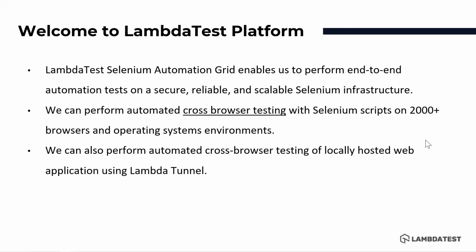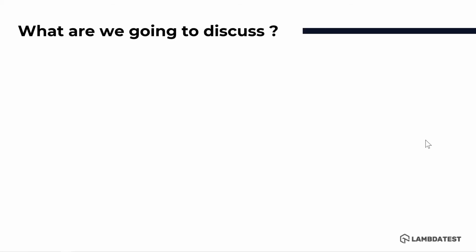We can also perform automated cross-browser testing of a locally hosted web application using LambdaTest tunneling. So these are some of the ways that we can improve our automated testing in a much easier fashion using LambdaTest platform. And this also resolves the limitation that we have to maintain the infrastructure by ourselves. Well, as that said, what are we going to discuss in this particular video to make these things happen?